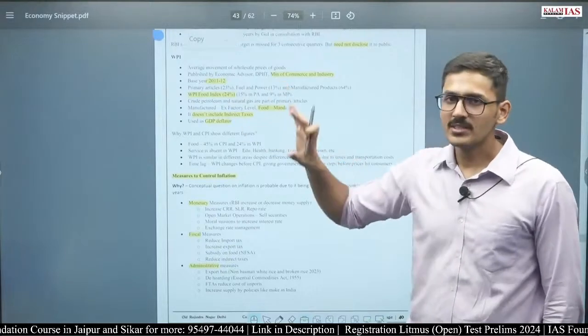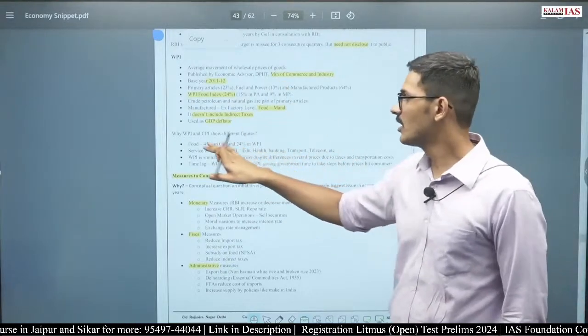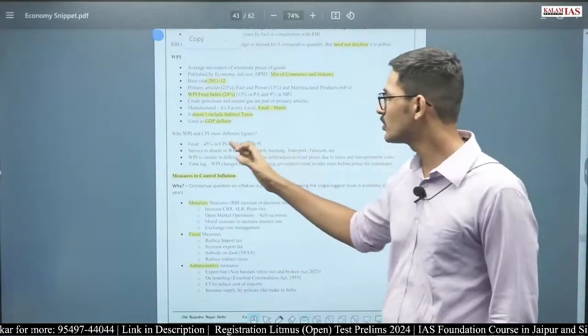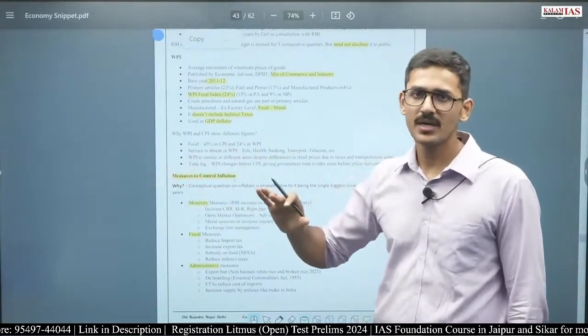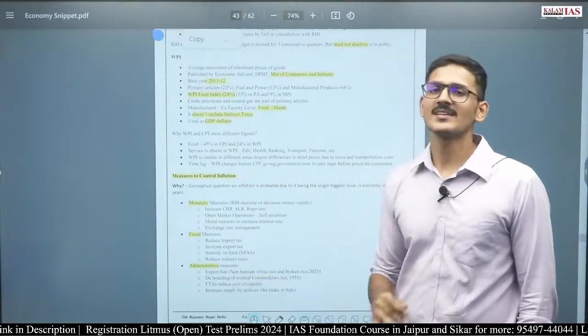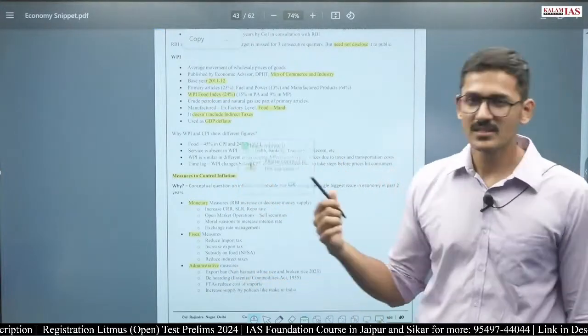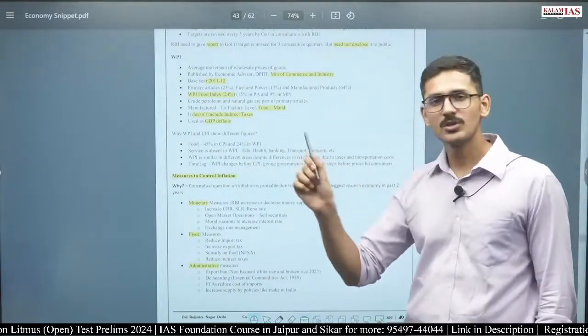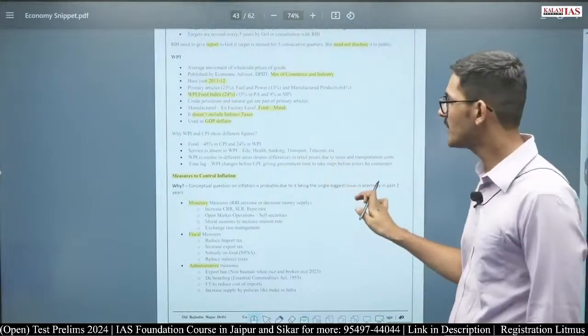Why do WPI and CPI show different figures? Because the weightage of different articles is different. For example, food has 45% weightage in CPI, whereas 24% in WPI. Service sector is absent in WPI. In CPI, it is available. For example, banking, health, education, transport, telecom, all these are not part of WPI.